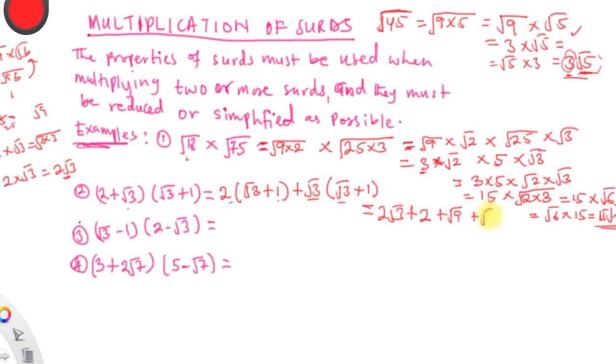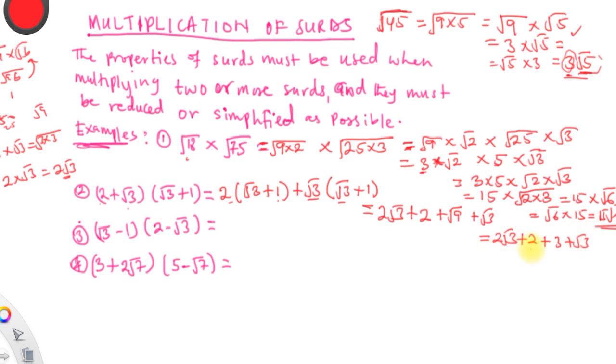We get the same as square root of 3. Okay? So this one is equal to 2 root 3. And plus what? Plus 2. Sorry, the 2 is there. Then we have plus 3, then plus square root of 3, or 1 root 3.